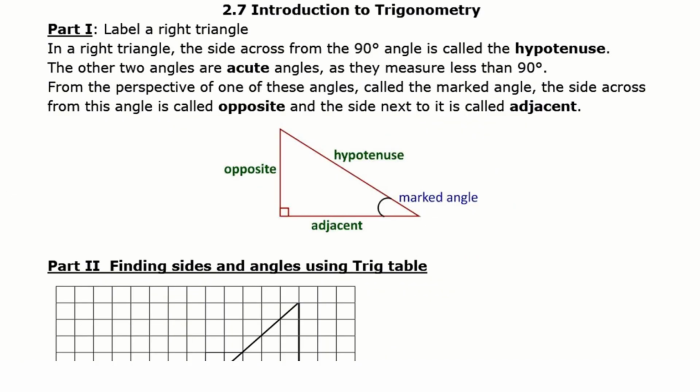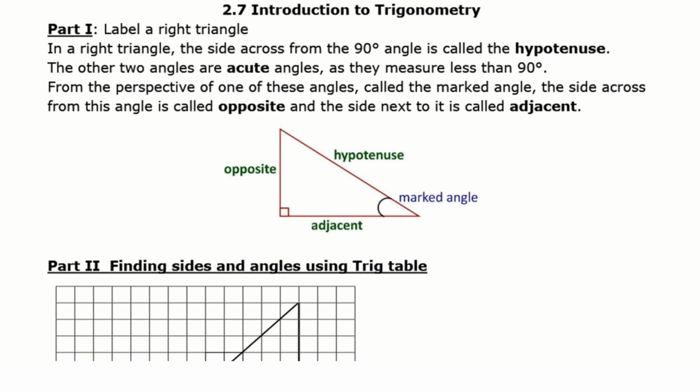Hello, in this video we are going to do an introduction to trigonometry. We have done similar triangles before. In similar triangles, corresponding angles are equal and the ratios of corresponding sides are equal. So we didn't connect the angles with the sides. In this lesson we are going to connect the angles and the sides.